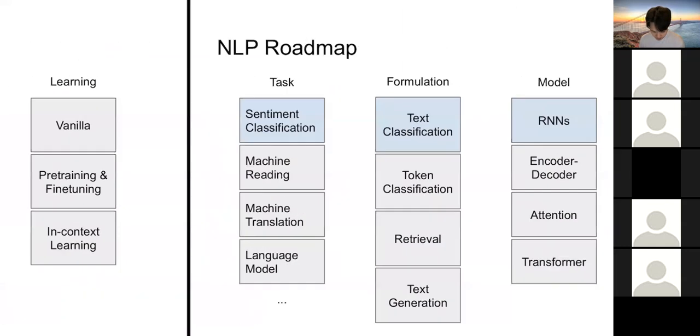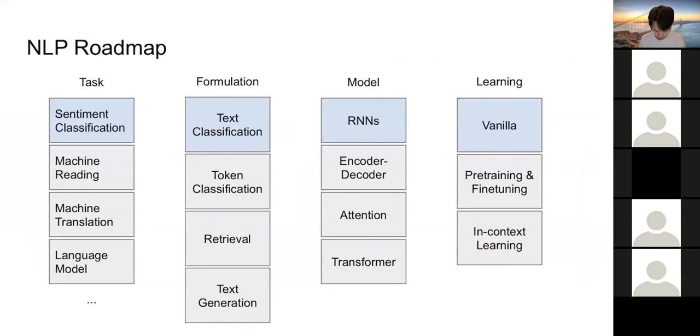So this concludes our sentiment classification, text classification, and model-wise RNNs, and learning-wise, we'll be sticking to vanilla for a few weeks. But I hope you get the point of what I mean by task and formulation. These two are different. The formulation is how you approach the task, but the task is how you define the input and output. It can be thought of more as a deliverable if you're creating some application or service, and then you formulate that into text classification. It's also possible to formulate sentiment classification as a text generation model too. It's just that people don't do that because it only adds more complexity. I was trying to emphasize the difference between task and formulation. And model, I think, is pretty straightforward.